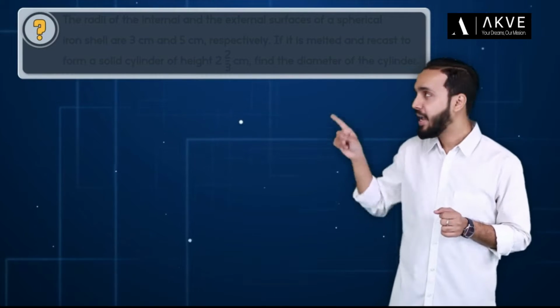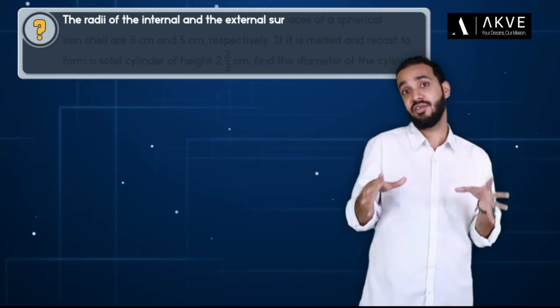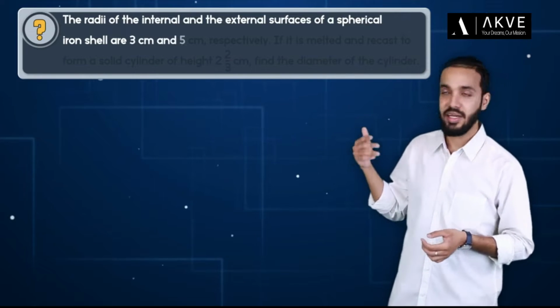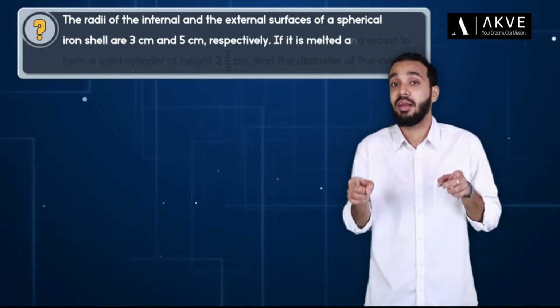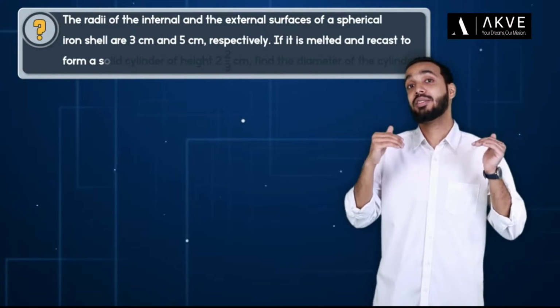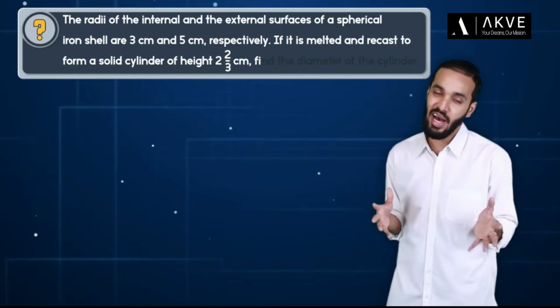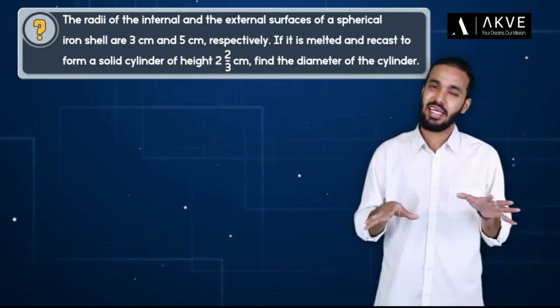Say this one. It states that the radii of the internal and external surfaces of a spherical iron shell are 3 cm and 5 cm respectively. If it is melted and recast to form a solid cylinder of height 2 by 3 cm, find the diameter of the cylinder. Sounds tricky, isn't it?